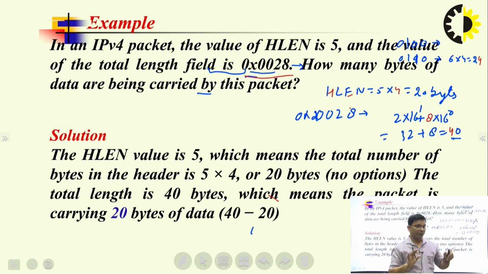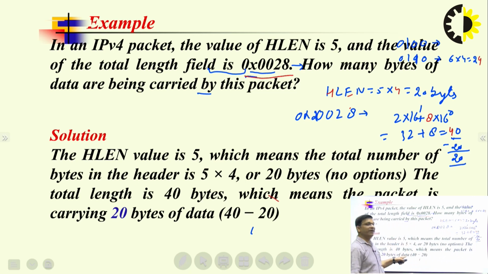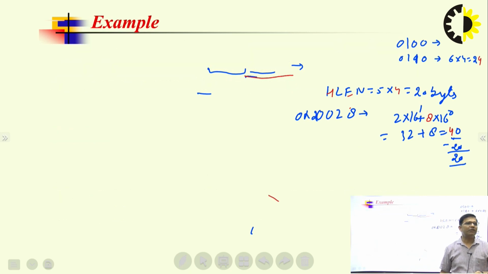The total length of 40 includes the header size. The header size is given as 20 bytes. The question asked how many bytes of data are being carried, so we have to subtract the 20-byte HLEN from the total size. 20 bytes is the size of the data. Okay, so 20 bytes is the header size, 20 bytes is the data size, and the total length is 40 bytes. Okay, so next example.